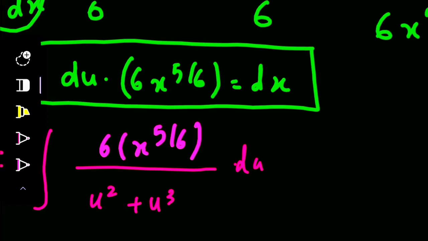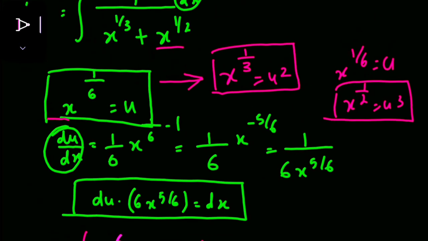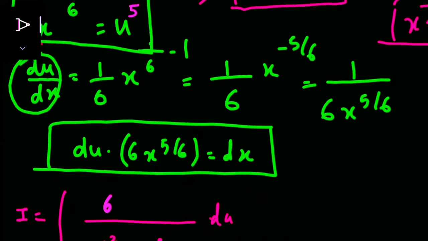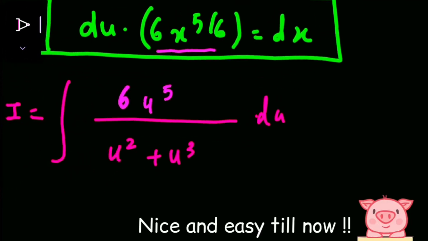Now x to the power 5 by 6, I have to turn it into terms of u. So look carefully that x to the power 1 by 6 is u. I will take power 5 on both sides. So x to the power 5 by 6 is equal to u to the power 5. So x to the power 5 by 6 has also been turned into terms of u. So it's u to the power 5.